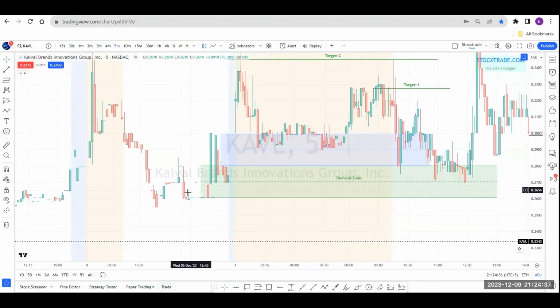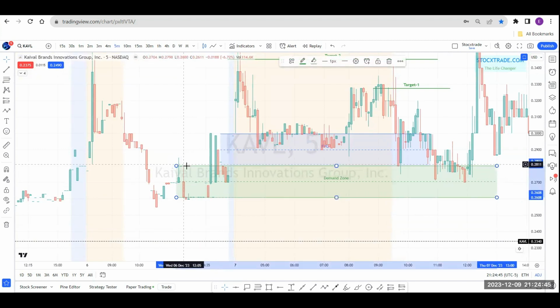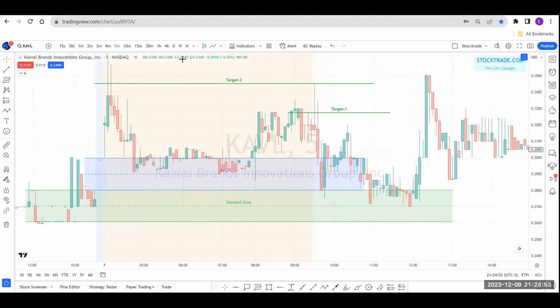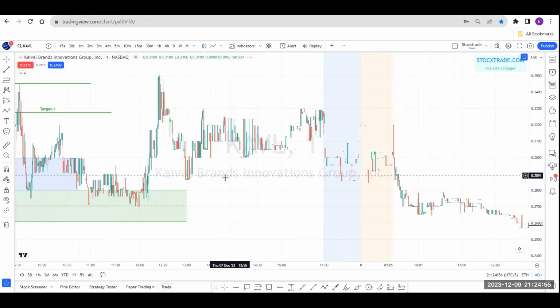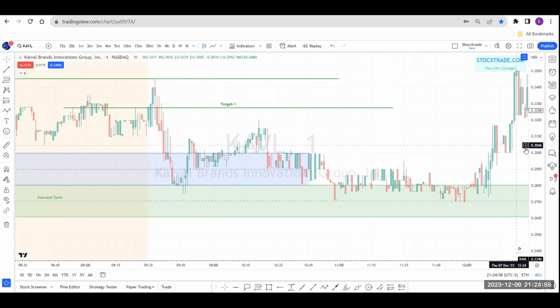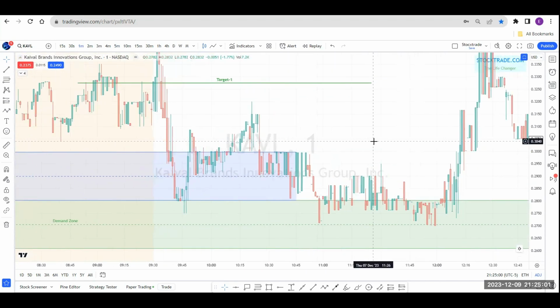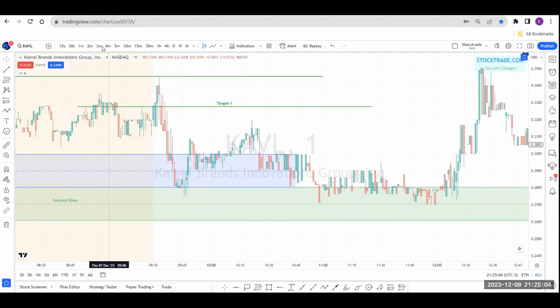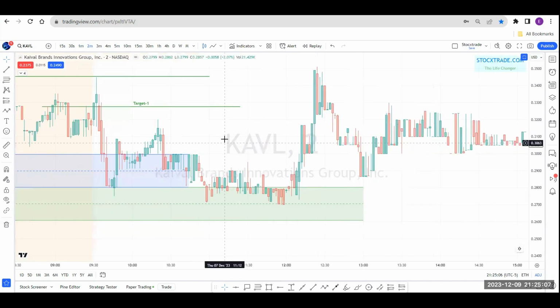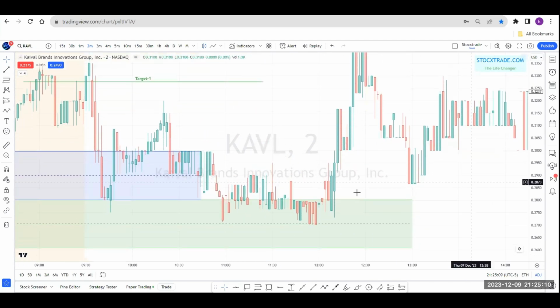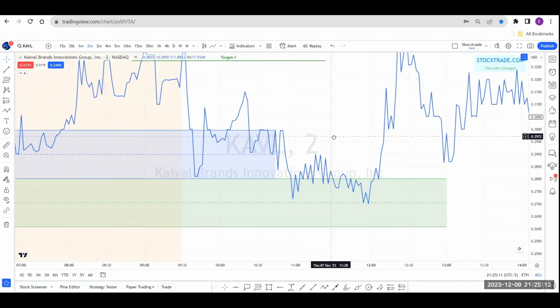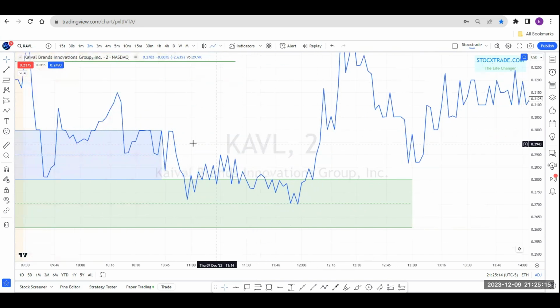How did I mark this demand zone? If you see, this is the impulsive move. So I took the bottom of this and I took this wick, the last one. I marked it and extended it. I think there was some news. Let me show you how the market came into this demand zone. There are so many wicks, so let me show you with the 2 minute chart.